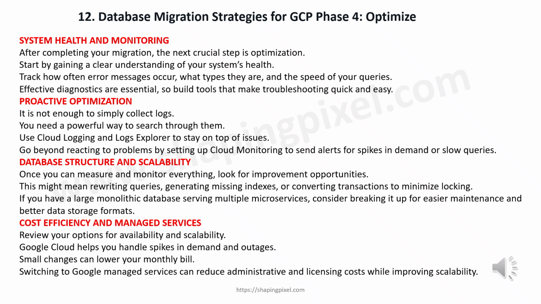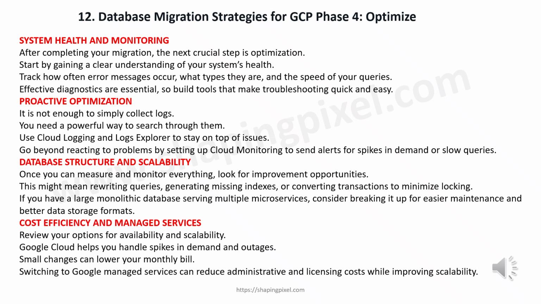Once you can measure and monitor everything, look for improvement opportunities. This might mean rewriting queries, generating missing indexes, or converting transactions to minimized locking. If you have a large monolithic database serving multiple microservices, consider breaking it up for easier maintenance and better data storage formats. Review your options for availability and scalability.